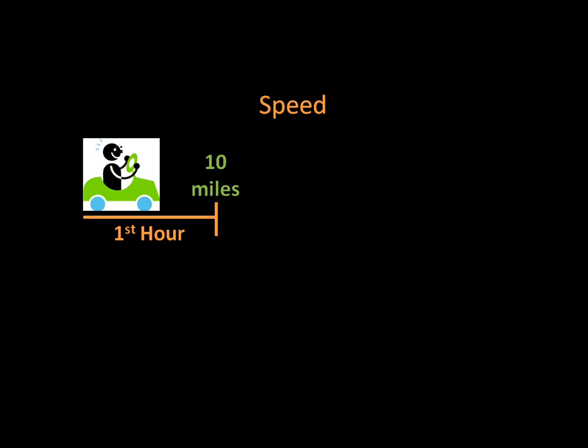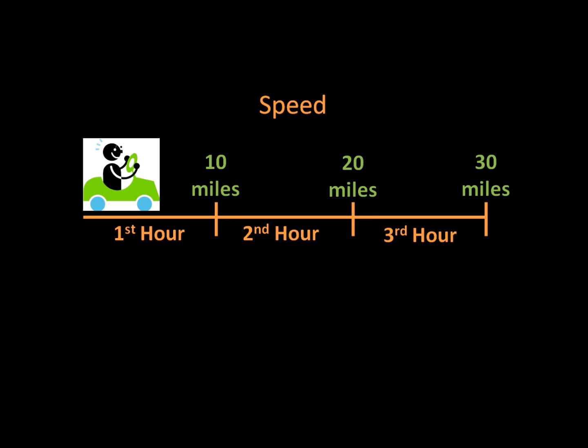In this lesson, we will learn how to calculate speed. Speed tells us how fast an object is moving. For example, if I'm driving slow, my speed might be 10 miles per hour. That means that in 1 hour, I will travel 10 miles. In 2 hours, I'll drive 20 miles total. In 3 hours, 30 miles total, and so on.